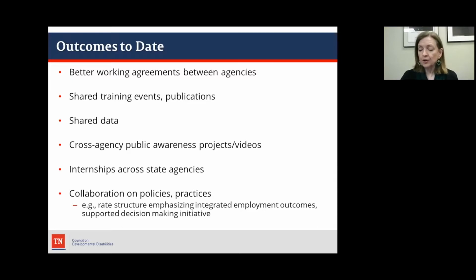Another thing is shared training events. We see agencies inviting each other to do joint training, training on the, what's the pre-ed thing?